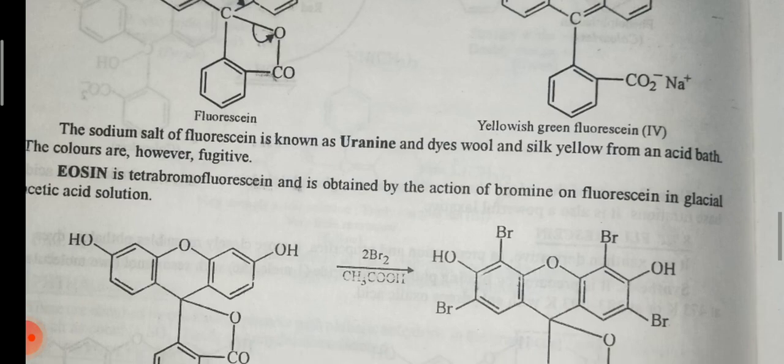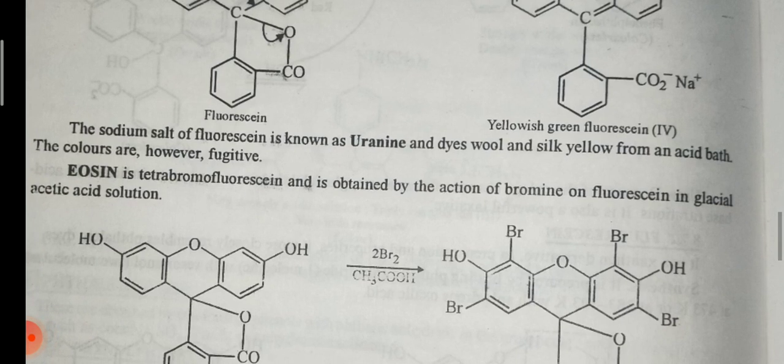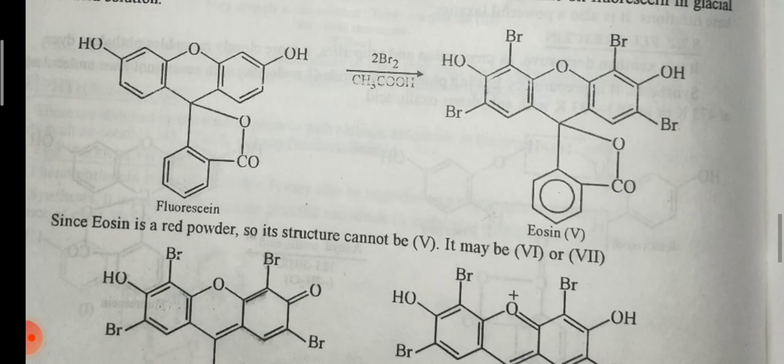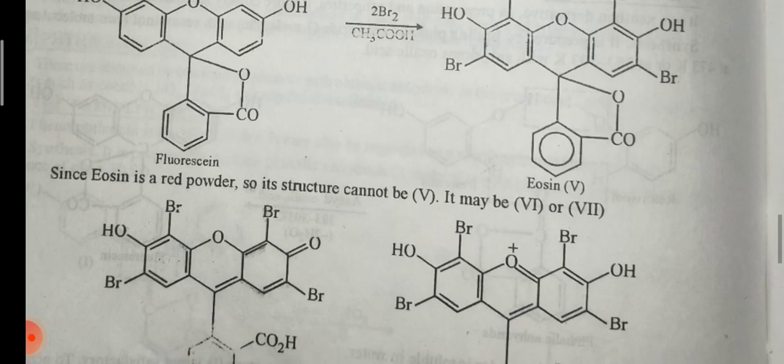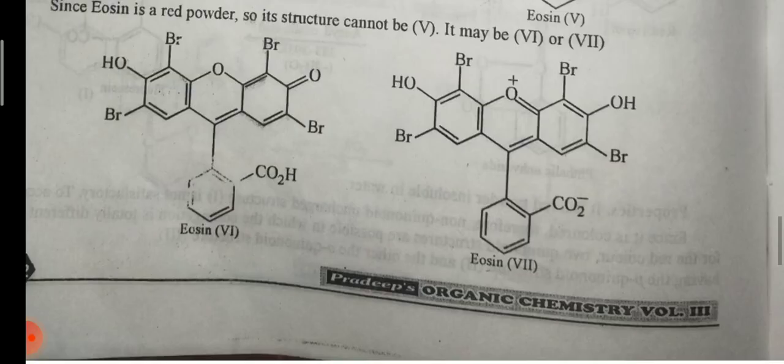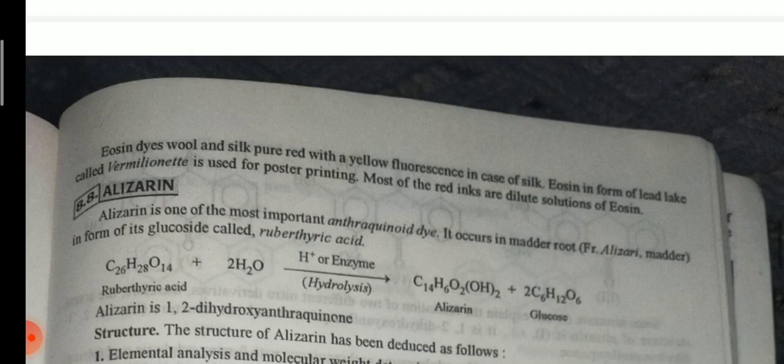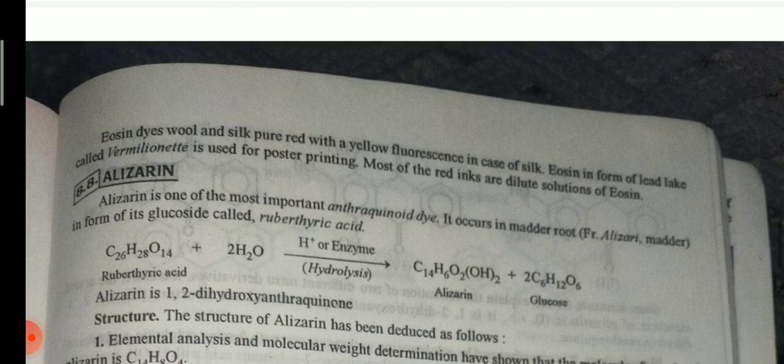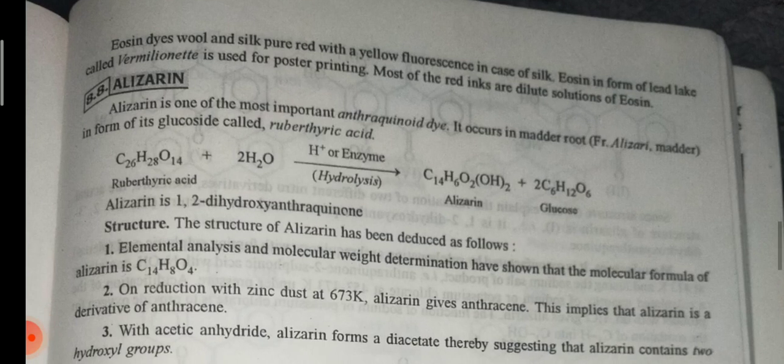Eosin. Eosine is the tetrabromofluorescein and is obtained by the action of bromine on fluorescein in glacial acetic acid solution. Since eosine is a red powder, so its structure cannot be 5. It may be 6 or 7. Eosine dyes wool and silk pure red and with a yellow fluorescence in case of silk. Eosine in the form of lead lake called vermilionate is used for poster printing. Most of the red inks are dilute solutions of eosine.